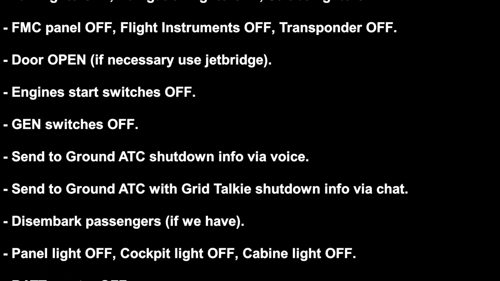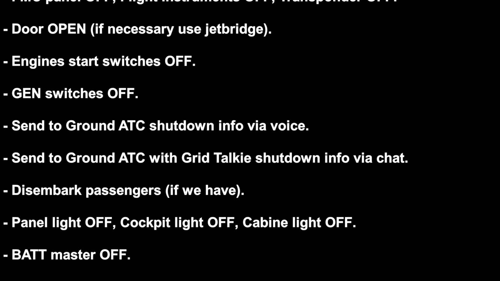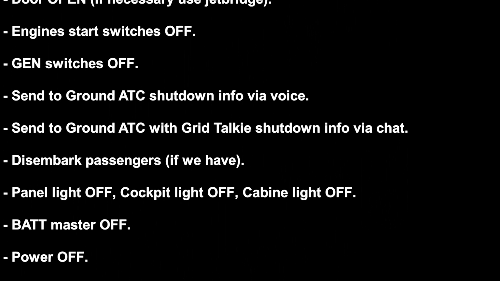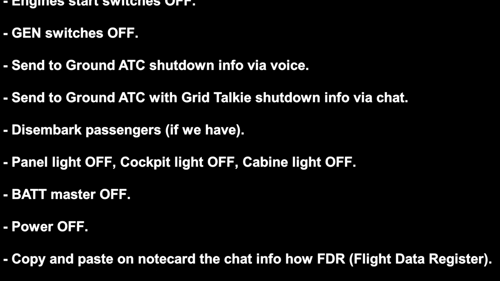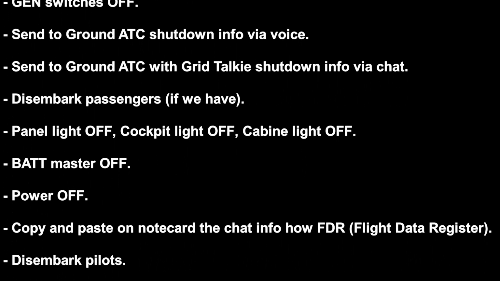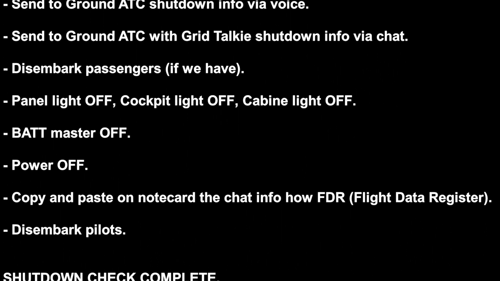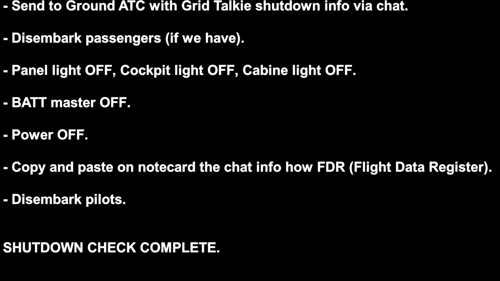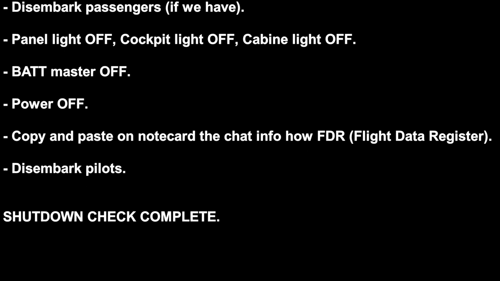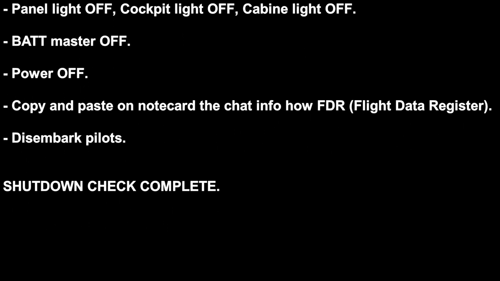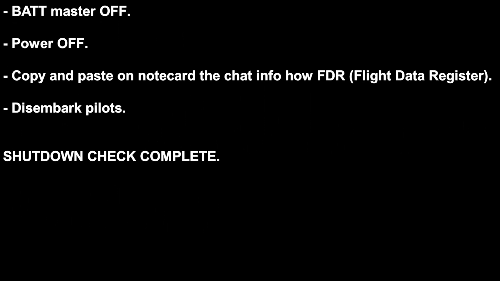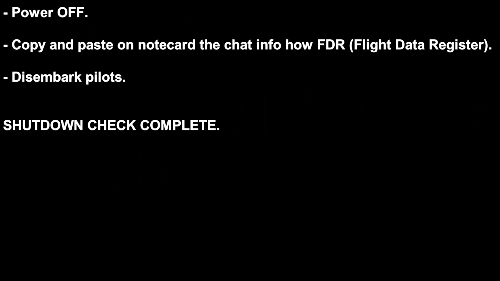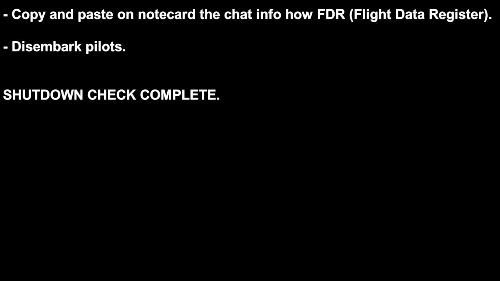Send to ground ATC shutdown info via voice. Send to ground ATC with grid talkie shutdown info via chat. Disembark passengers, if we have. Panel light off, cockpit light off, cabin light off. BAT master off. Power off. Copy and paste on note card the chat info, FDR, flight data register. Disembark pilots. Shutdown check complete.